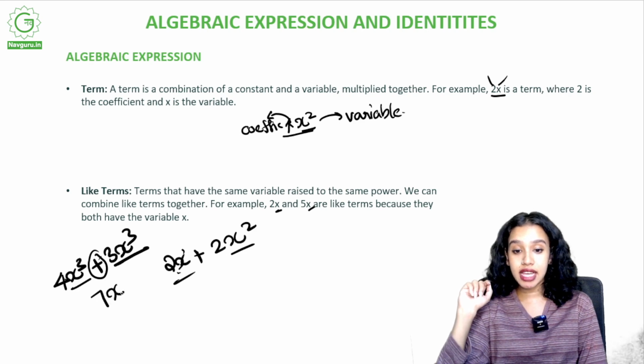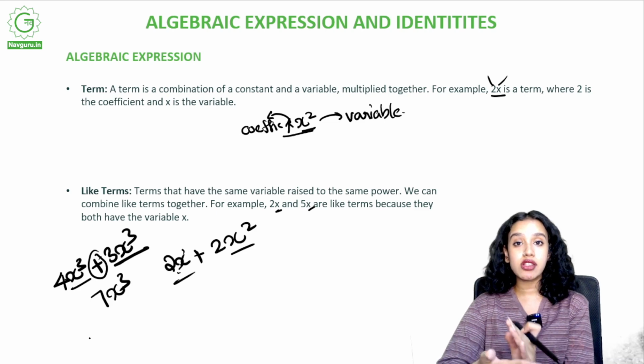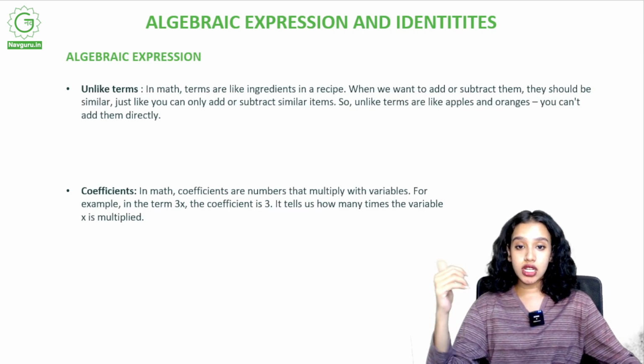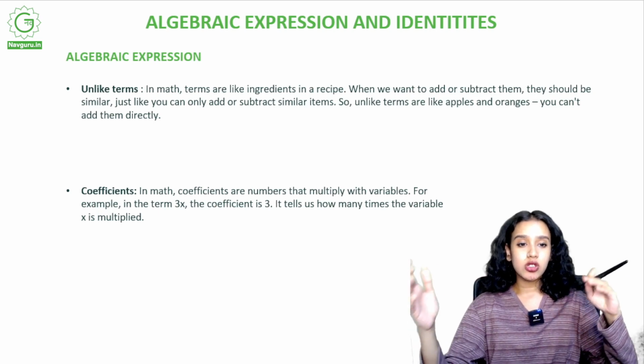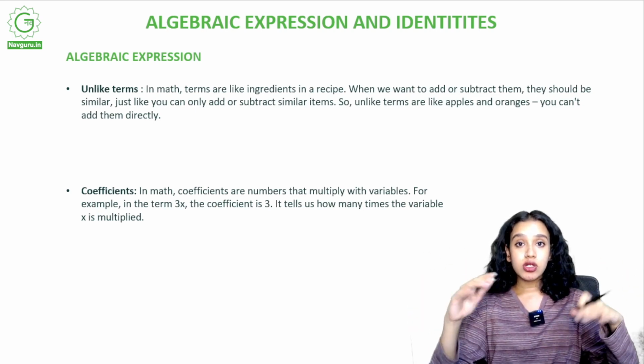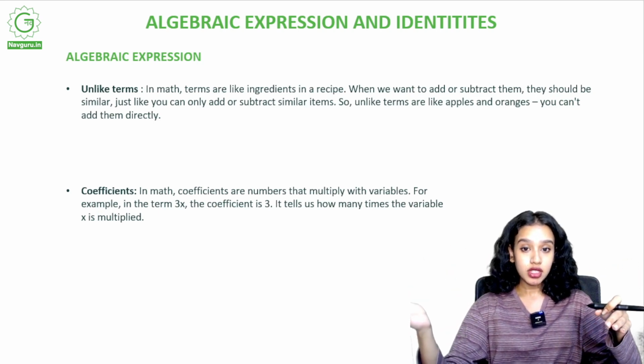We could get 7x cube. Now that is one property of like terms, that we could actually add or subtract both of these numbers. Now let's move on to the next topic, which is unlike terms. It's very obvious what an unlike term is when you hear about like terms, right?